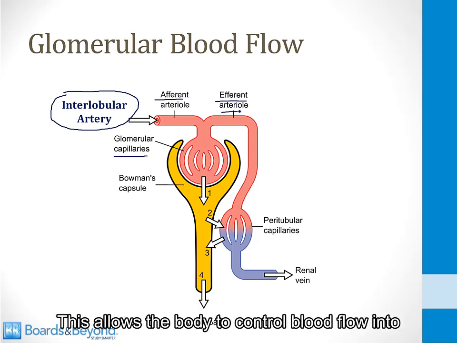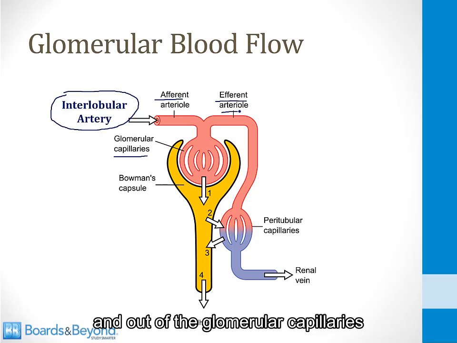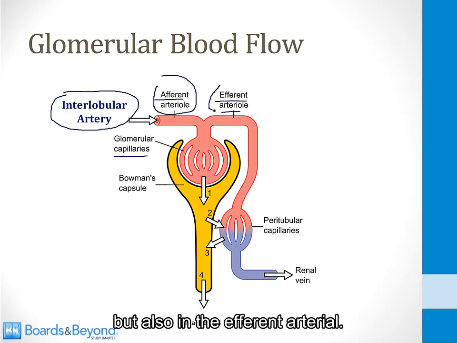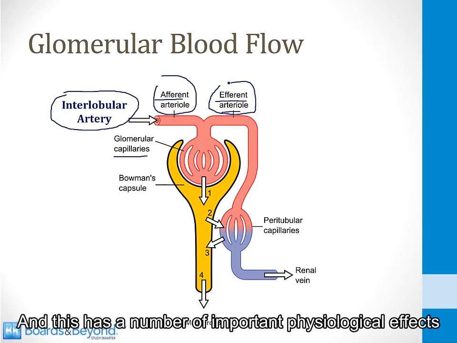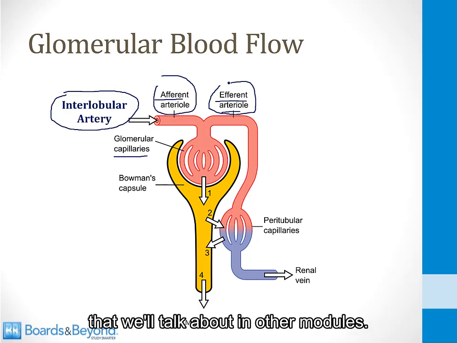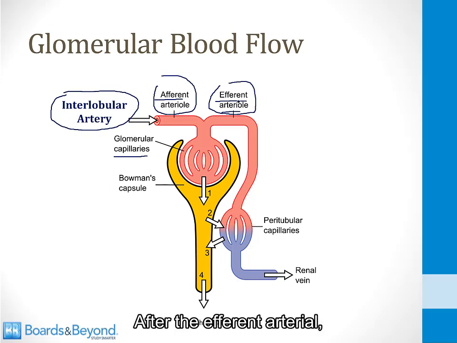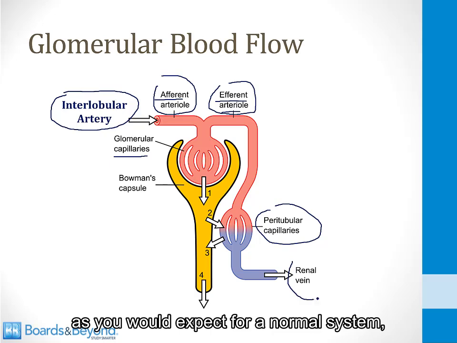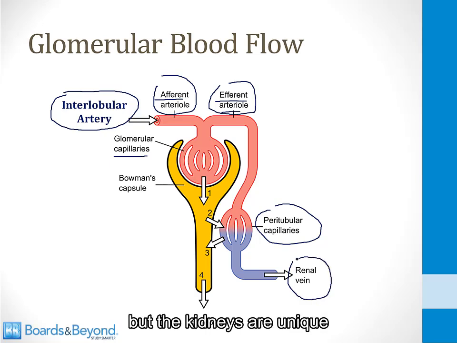This allows the body to control blood flow into and out of the glomerular capillaries through two mechanisms. Vasoconstriction can occur in the afferent arteriole, but also in the efferent arteriole, and this has a number of important physiological effects that I'll talk about in other modules. After the efferent arteriole, blood flows into a set of peritubular capillaries, and from here, blood flows into veins as you would expect for a normal system. But the kidneys are unique in that they have two arterioles, the afferent and the efferent.